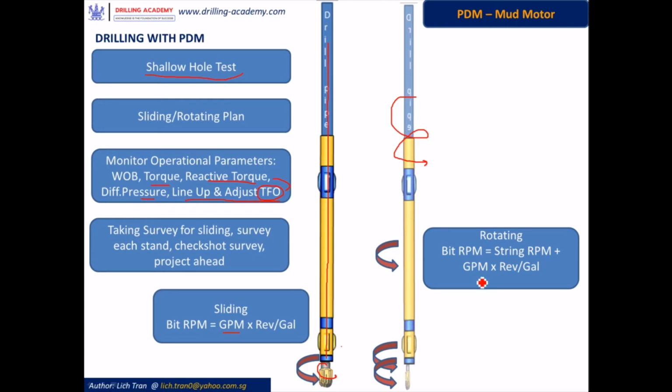So the bit is rotated quite fast. It equals the string RPM plus the GPM, which is the flow rate you are pumping, times the revolution per gallon. This is the formula for working out the bit speed while rotating.